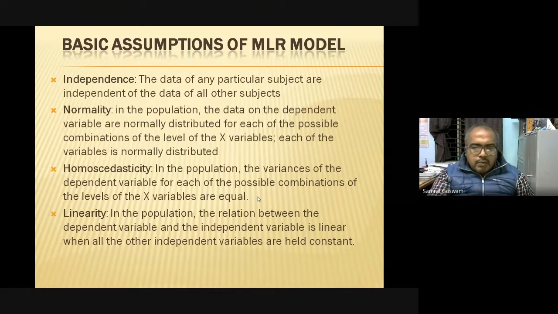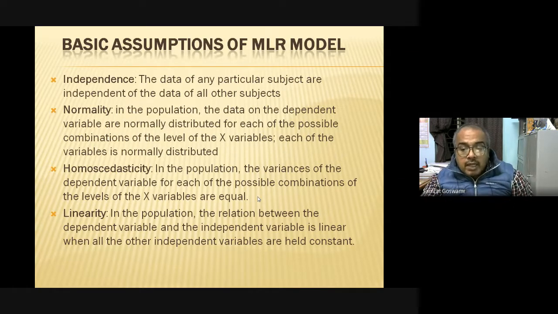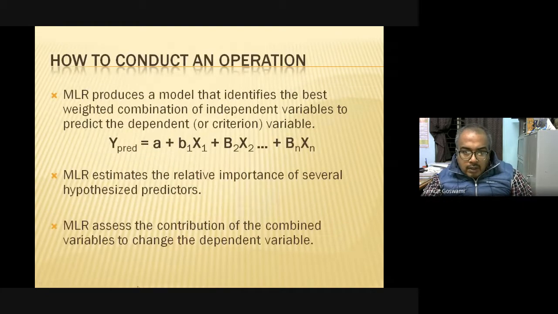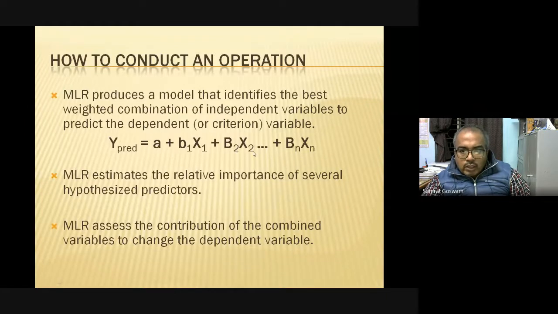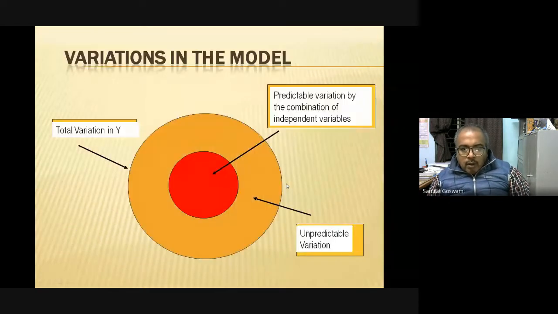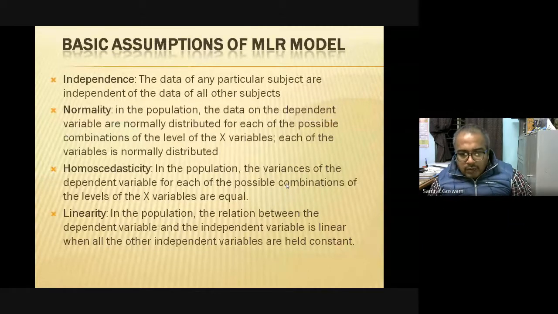And linearity means that in the population, the relation between the dependent variable and the independent variable is linear when all other independent variables are held constant. So the relationship between y and x1 is linear when x2 up to xn are kept constant. The relationship between y and x2 has to be linear when x1 and the other variables are kept constant. Similarly, the relationship between y and xn has to be linear when the others are kept constant. That is the meaning of linearity.